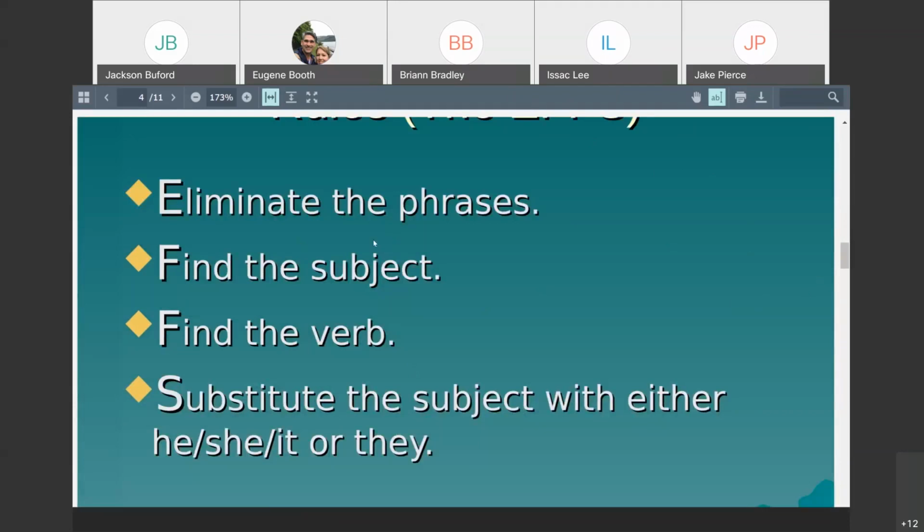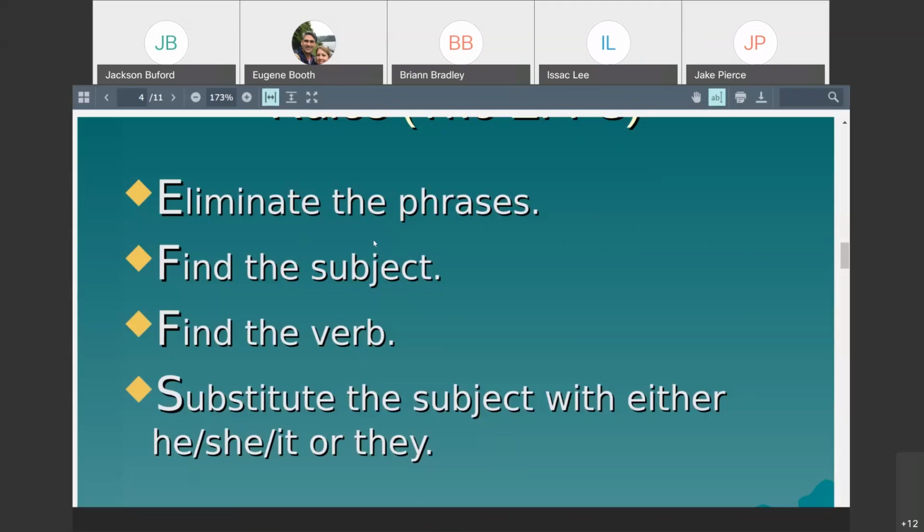Okay. Now, I like mnemonics. I like things that help me to remember stuff. My mnemonic for subject verb agreement is the F's. If I am trying to find subject verb agreement, the first thing I'm going to do when I look at my sentence is eliminate the phrases. After I eliminate the phrases, I am going to find my simple subject, hopefully one word, unless it's a compound subject. And then I'm going to find the verb.